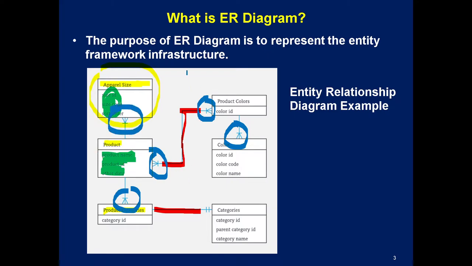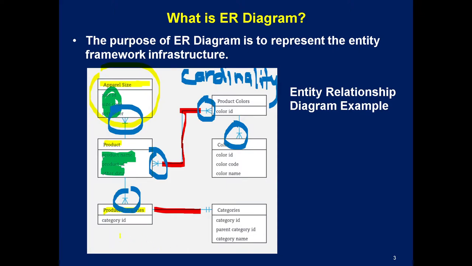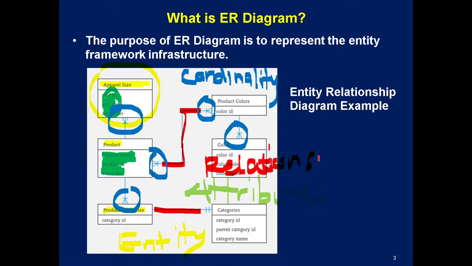will be the cardinality. So remember, when we say blue, this is the cardinality. The yellow one will be the entity, and the green one, that's our attributes, and the blue and the red one will be the relationship. Okay, be familiar with that.